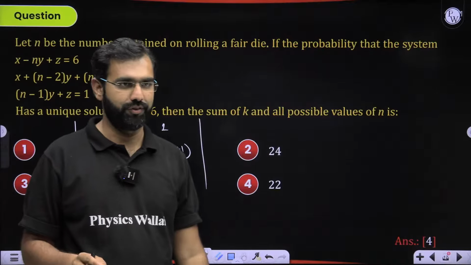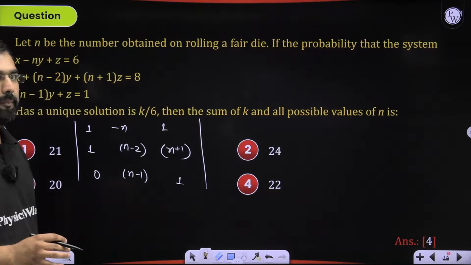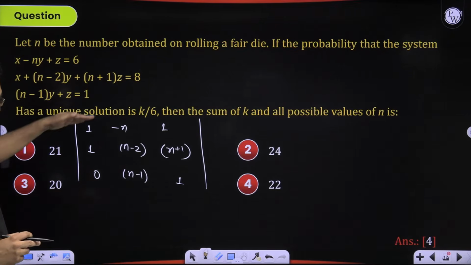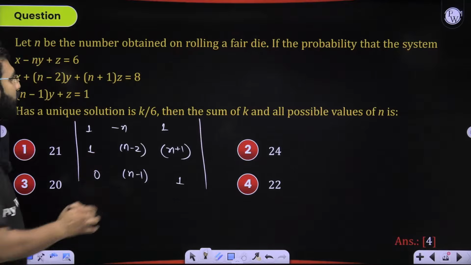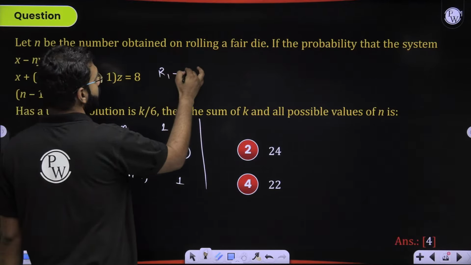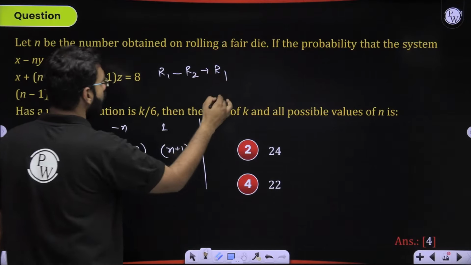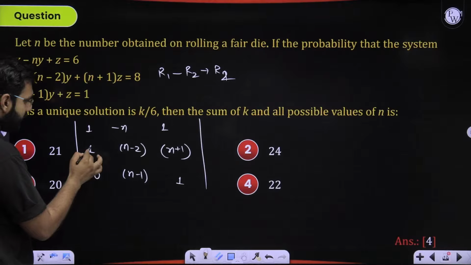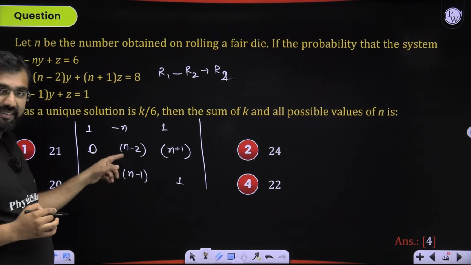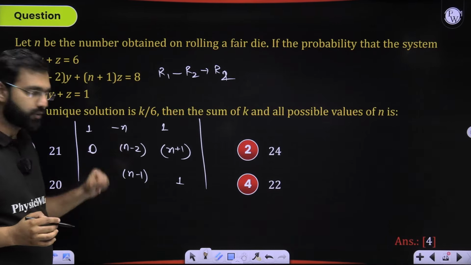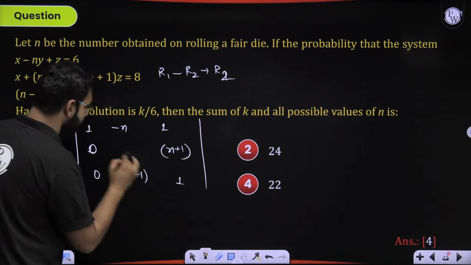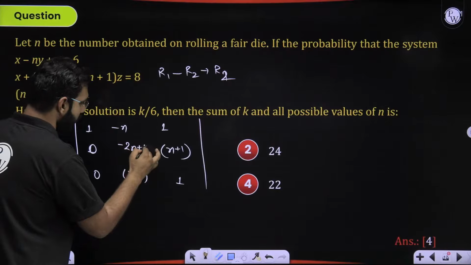Let me find delta first. So when I pay attention to that delta, what do I see? Can I do one more simplification? Can I subtract this from this? So row 1 minus row 2 I'm doing, in row 1 or row 2, let's say, for a while. So row 1 remains intact, but this 1 minus 1 becomes 0. Minus n plus 2 becomes minus 2n plus 2.